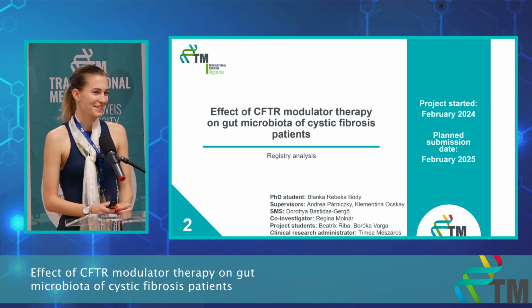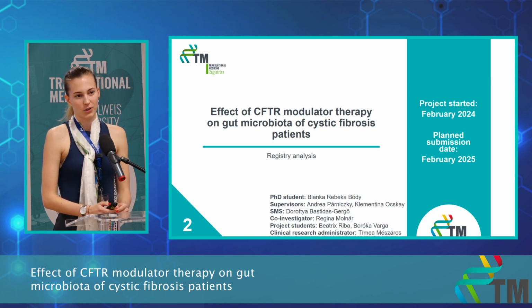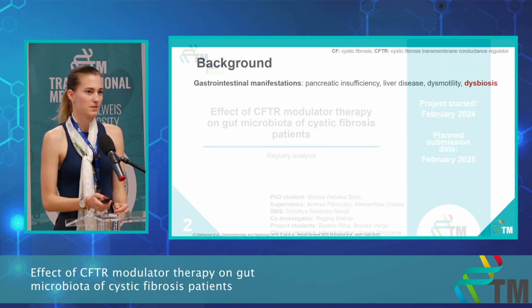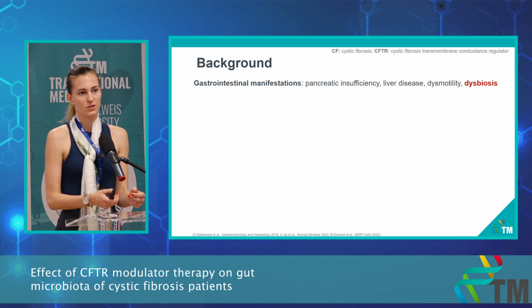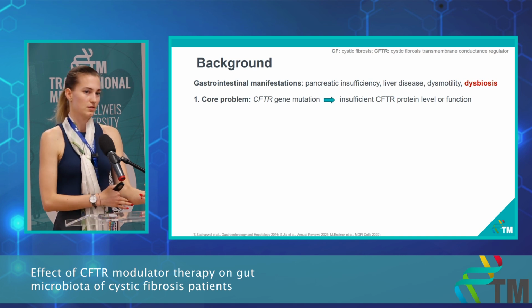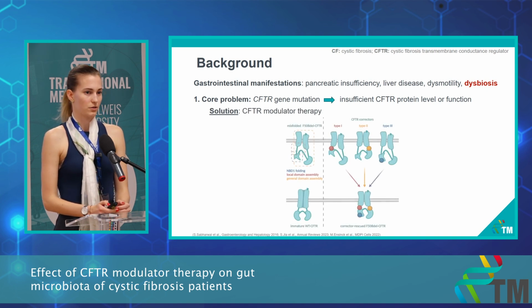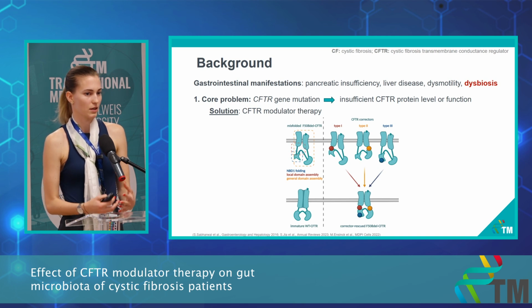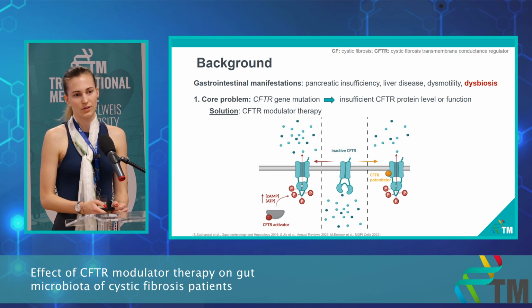In our second project, we will try to investigate the effect of modulator therapy on gut microbiota in CF patients, which is a registry analysis. So about the background, CF comes with several gastrointestinal manifestations, including dysbiosis. The first core problem in the development of dysbiosis is the CFTR gene mutation, which results in insufficient CFTR protein level or function. We have a solution for it so far, the CFTR modulator therapy, which acts by either improving the processing and delivery of CFTR protein to the cell surface or enhancing the function of the inactive ones.